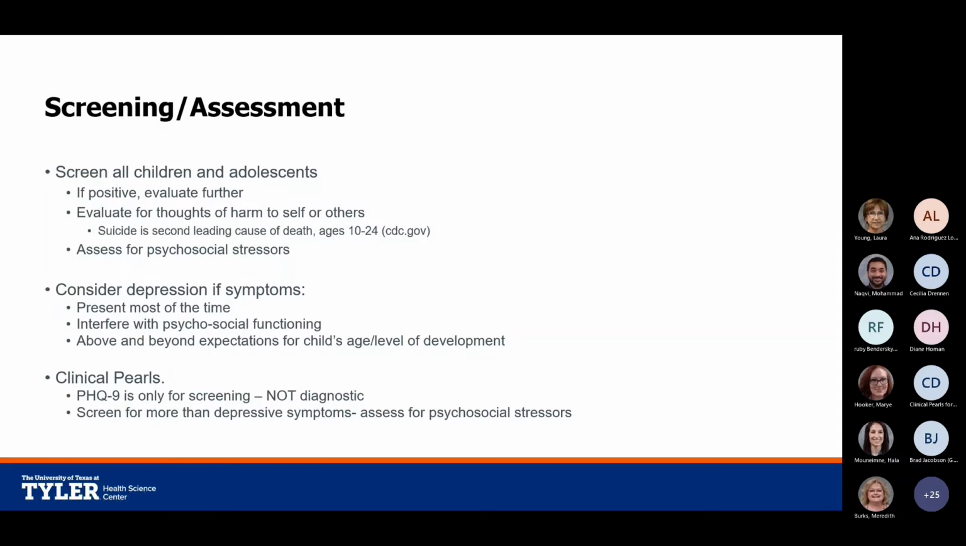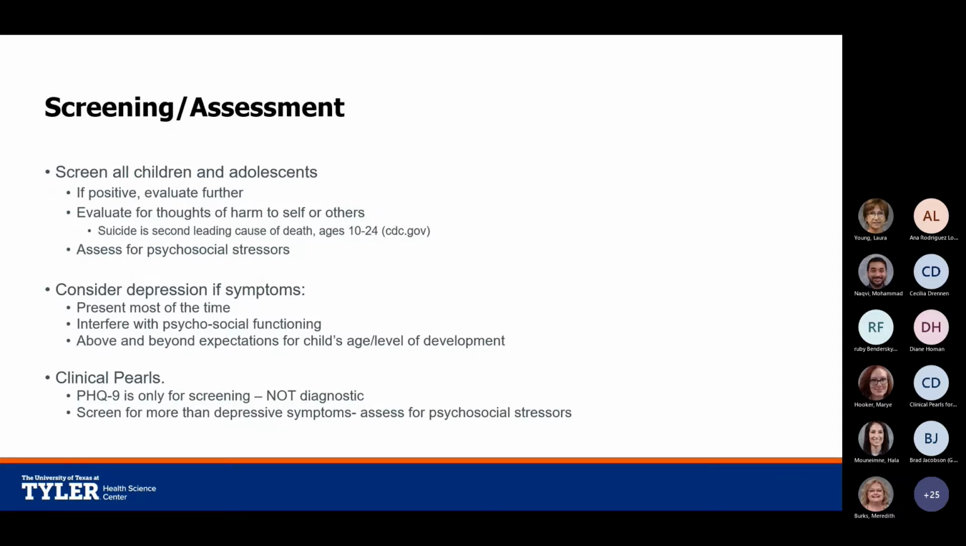You need to also evaluate for the presence of thoughts to harm self or others, because suicide is now the second leading cause of death among those ages 10 to 24, according to the CDC. That's something we need to evaluate for when we're screening for depression. We also make sure that we screen and evaluate for thoughts to hurt self or others.